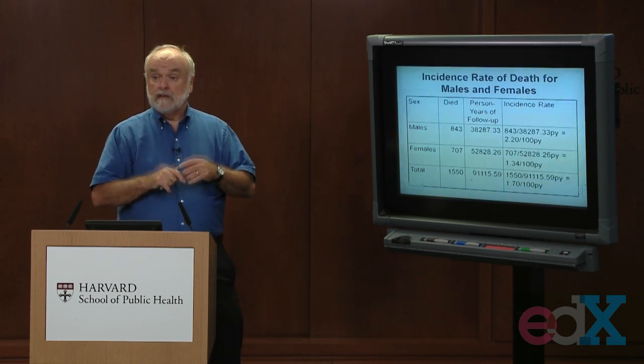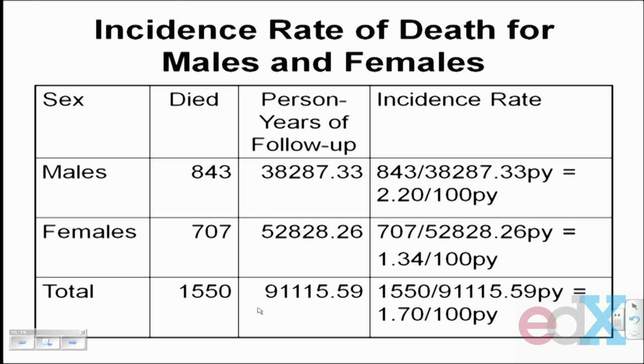following results. That the incidence rate among men is 2.2 deaths for every 100 person years of follow-up. For women, it's lower. It's 1.34 deaths for every 100 person years of follow-up. For all people put together, men and women together, it's 1.7 deaths for every 100 person years of follow-up.